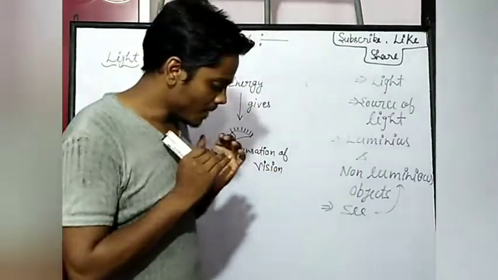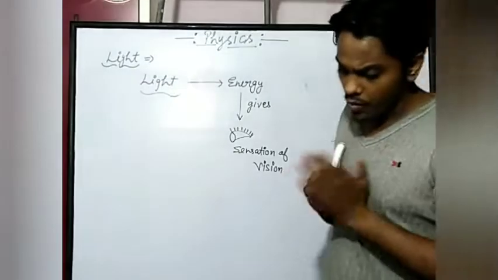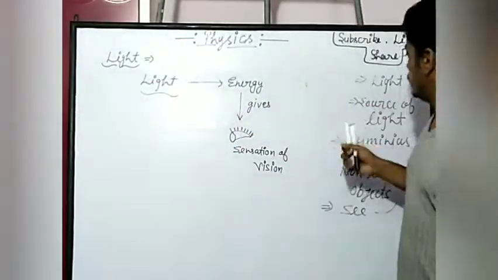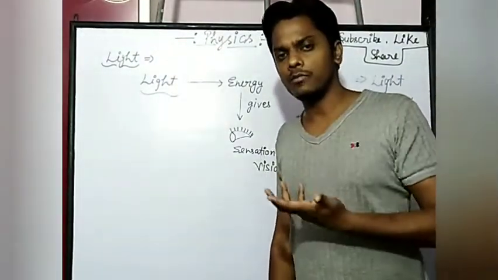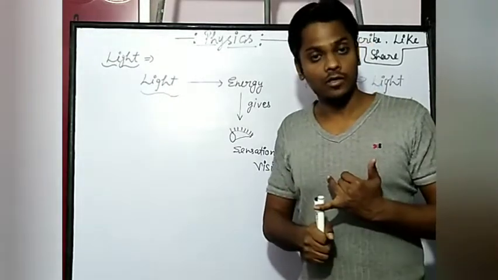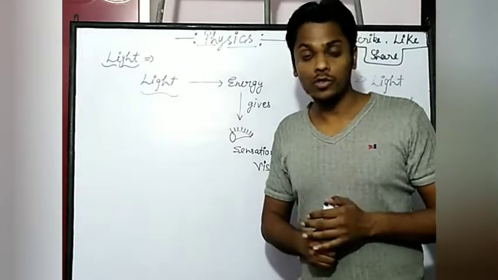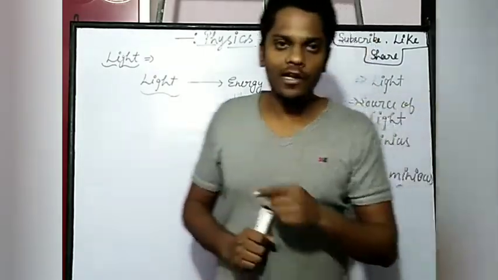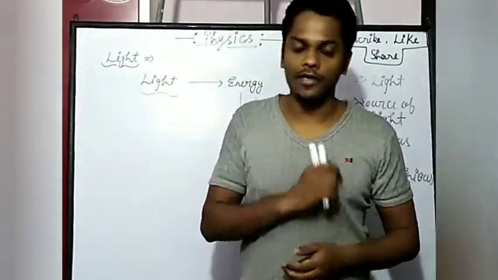So we understand sources of light through some examples like LED bulb, burning candle, sun, and moon also. Moon is also a source of light. And the headlight of a bike or car, these are also sources of light.